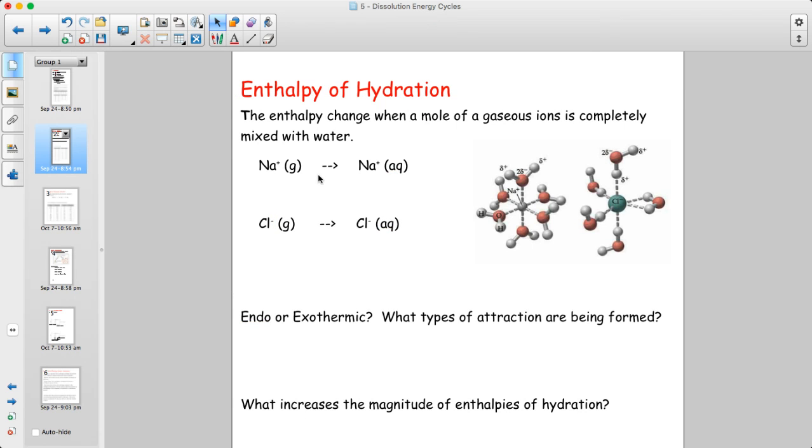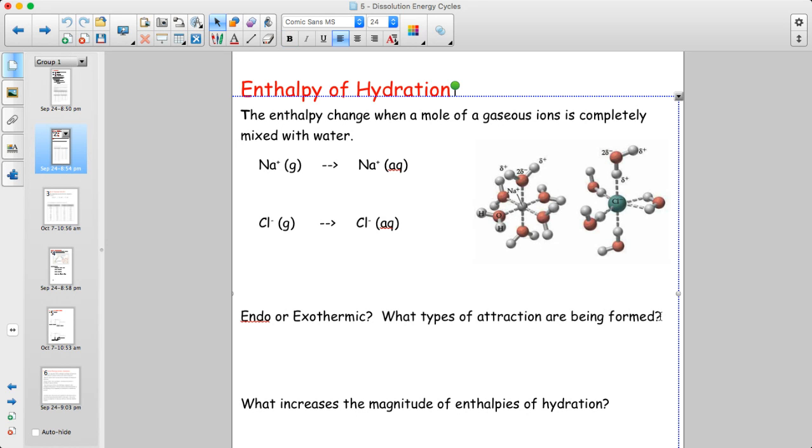Okay, well, this is essentially the formation of attractions, so it's going to be exothermic always. You've got something that's a lone gaseous ion, and now you've got all this water that's going to attract to it and stick to it and form attractions with it. You can see the pictures on the right represent hydrated ions, and there are these attractions that have formed between the water and the ions.